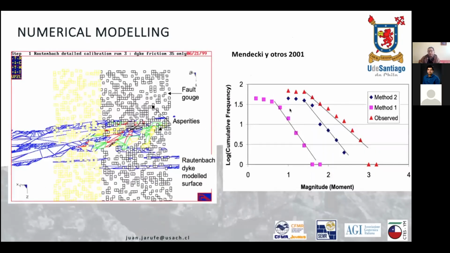Mendecki and others in 2001 did something similar, but using Map3D. Map3D is an elastic model, but it allows you to put in plastic fault planes. In this case, he put in a plastic fault plane and used different strength properties on the fault. Based on that, he could also build some frequency magnitude distributions. So then you have the observed data and your model results.